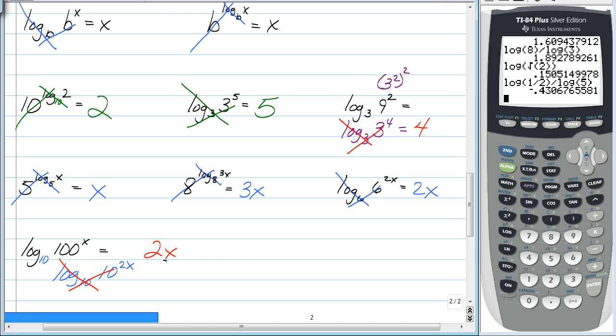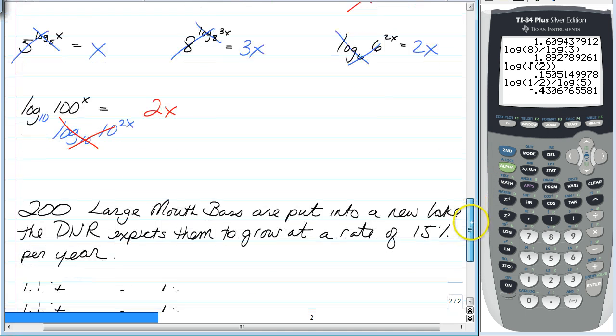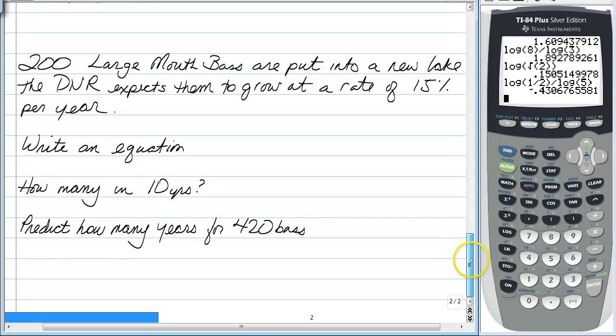Alright? So those are inverses. Log base b of b to the x: the b and the log base b will cancel out, and you're just left with x. So now that you know how to do a little bit with logs, here's a problem we did once before.